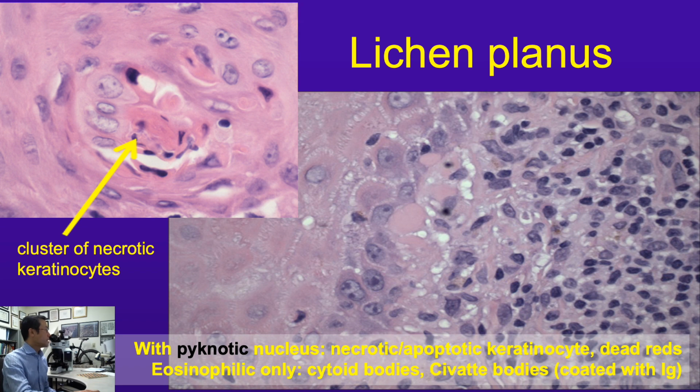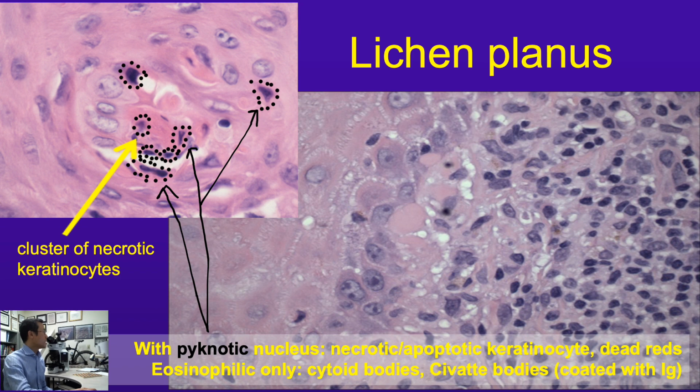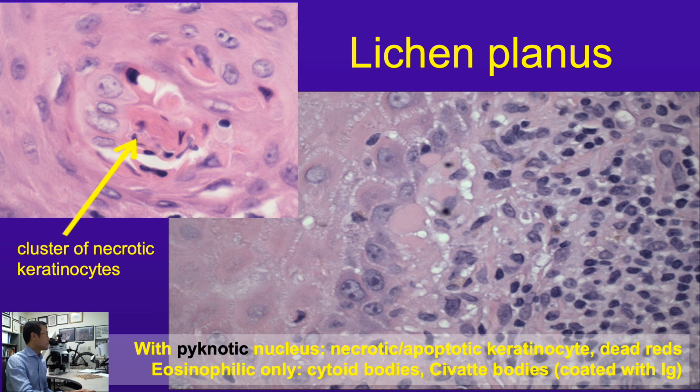With the cytoid bodies that are only eosinophilic, some of them are a little bit more pale, and those are known to be coated with immunoglobulin. Pyknotic nuclei are highlighted here. And some of these more pale eosinophilic globules that do not have a visible nucleus are more consistent with the cytoid bodies or civatte bodies, again coated with immunoglobulin.